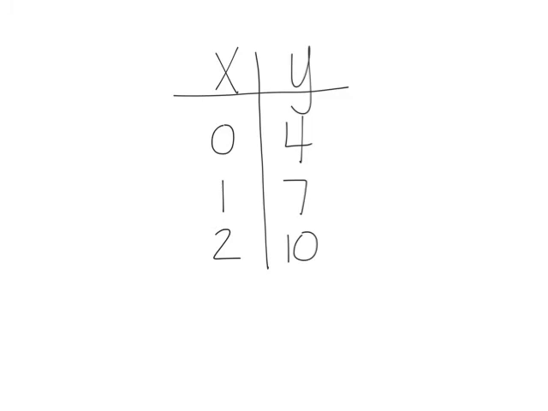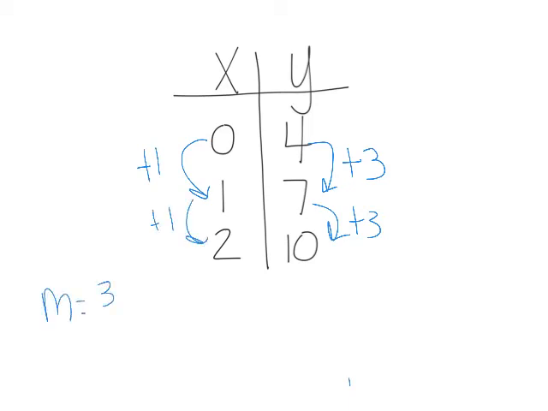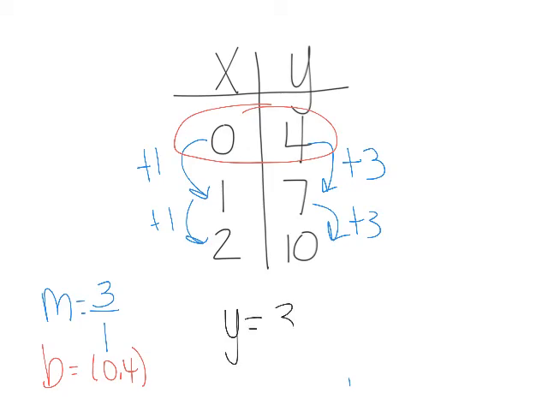All right, so we should all be experts at finding the slope and y-intercept from this table, right? Find the slope. We find the change in y. 7 minus 4 is plus 3. 10 minus 7 is plus 3. Find the change in x. Plus 1. Plus 1. So our slope, or m, is equal to 3 over 1. The y-intercept is the value of y when x equals 0. So our b is equal to 0, 4. So our equation is y equals 3x plus 4.